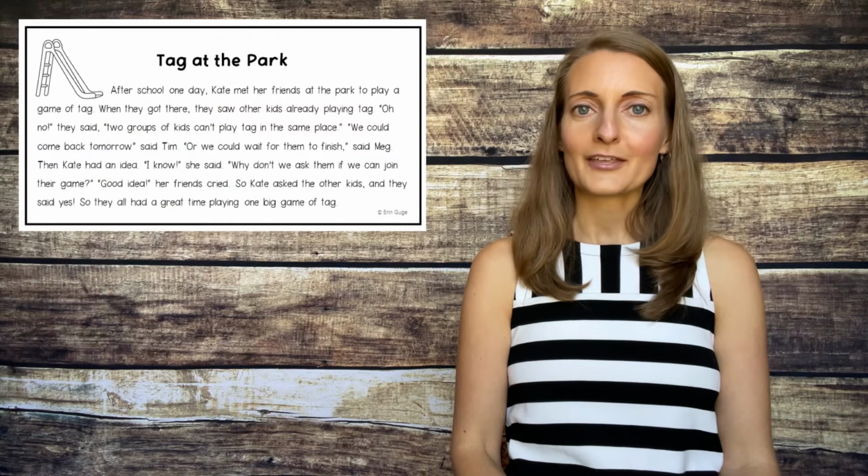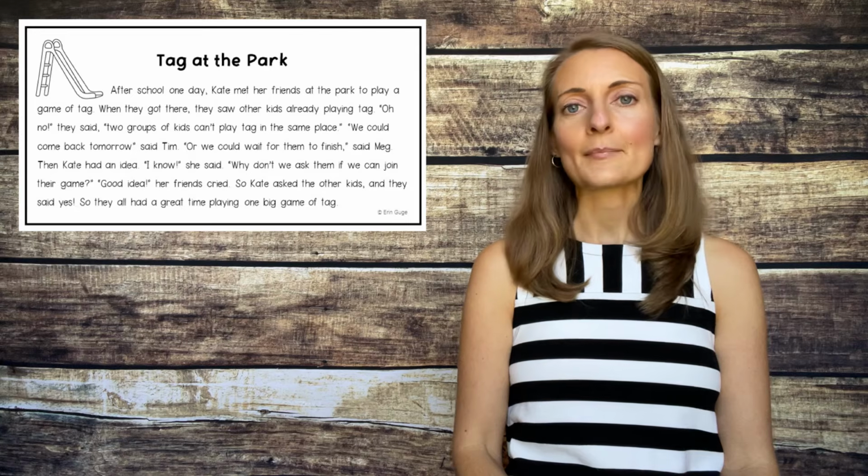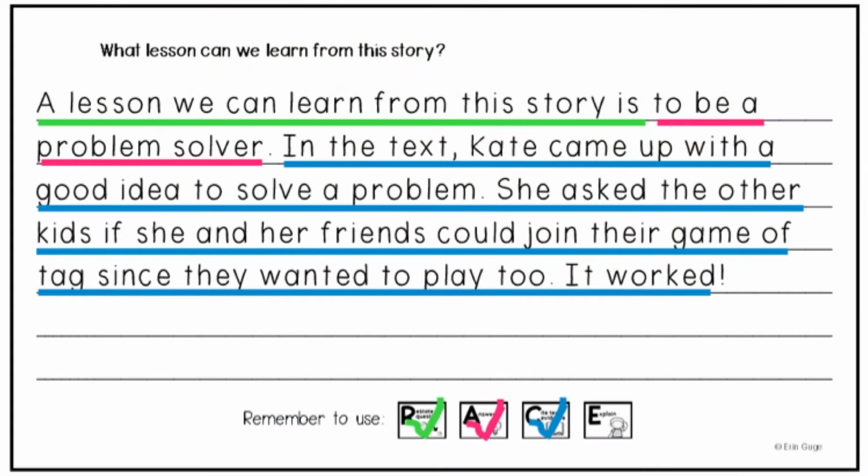Remember this story called Tag at the Park with Kate, who solved a problem? I'm not going to reread the story, but let's review the question and the answer that we saw last time. What lesson can we learn from this story? A lesson we can learn from this story is to be a problem solver. In the text, Kate came up with a good idea to solve a problem. She asked the other kids if she and her friends could join their game of tag since they wanted to play too. It worked. And here you can see the restated question words in green, the answer in pink, and the text evidence in blue. And those are checked off at the bottom.